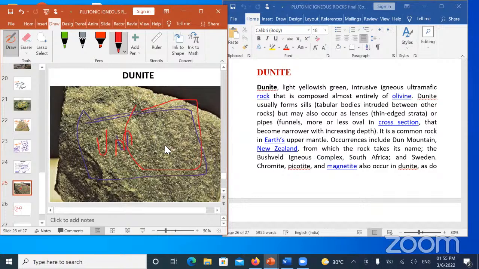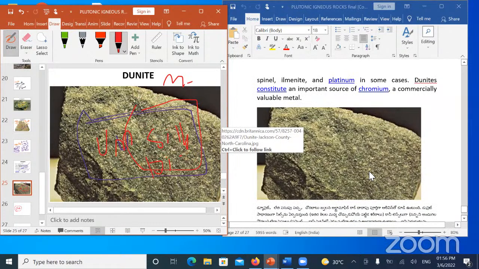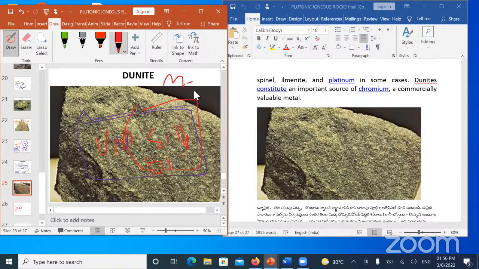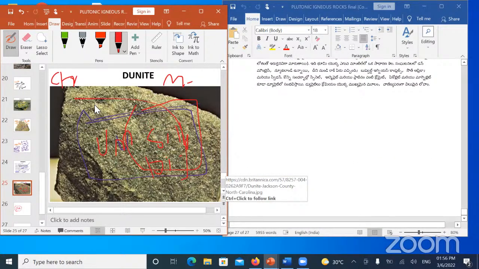Dunite usually forms sills, right, or some of the pipes that become narrower with increasing depth, right? It is a common rock in the earth's upper mantle. These occurrences include some in New Zealand, from which the rock takes its name, dunite, right? Dunites constitute an important source of chromium also, a commercially valuable metal, right? So this is the dunite.